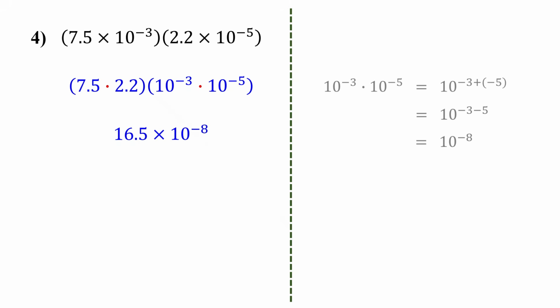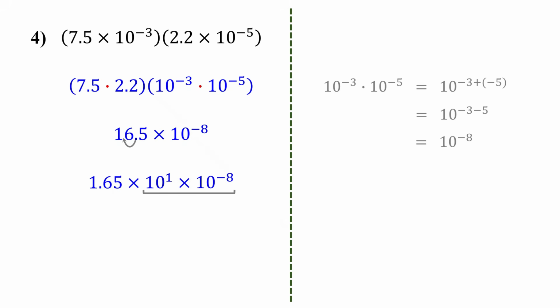Now it's time to check the number part. 16.5 is not between 1 and 10. So just like before, we need to adjust it. Move the decimal point 1 place to the left. That gives us 1.65, which is now between 1 and 10. To keep the value the same, multiply by 10 to the first power. So 16.5 is the same as 1.65 times 10 to the first power.